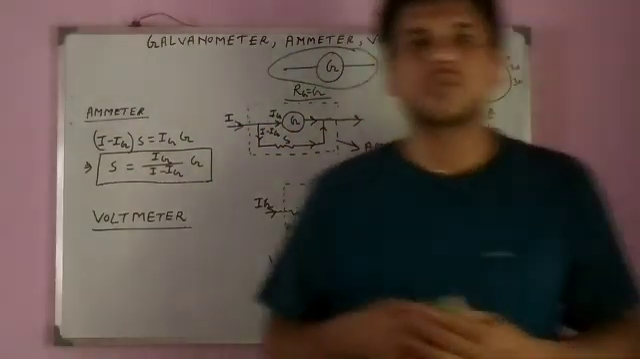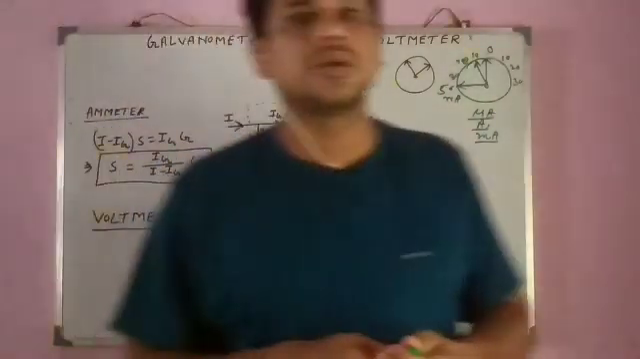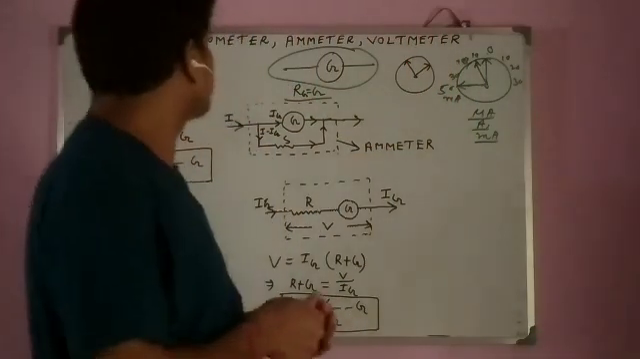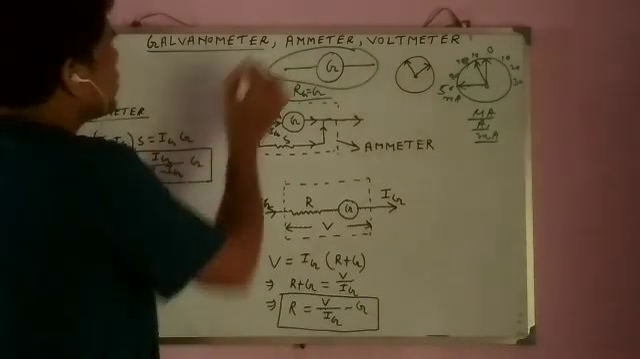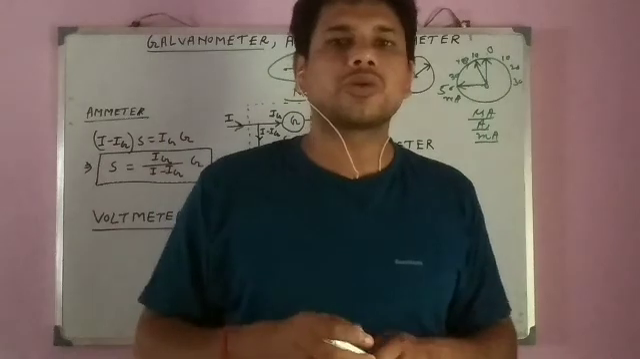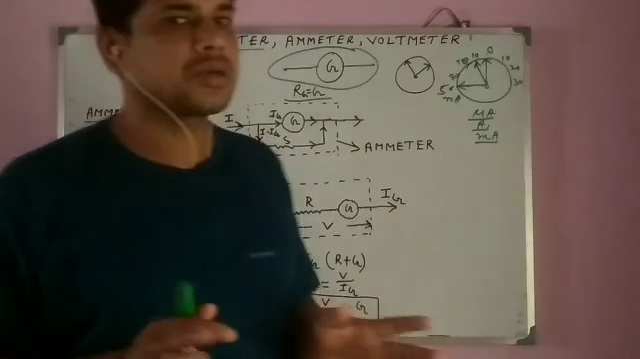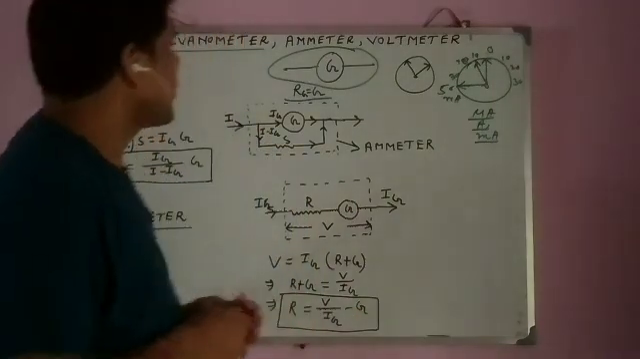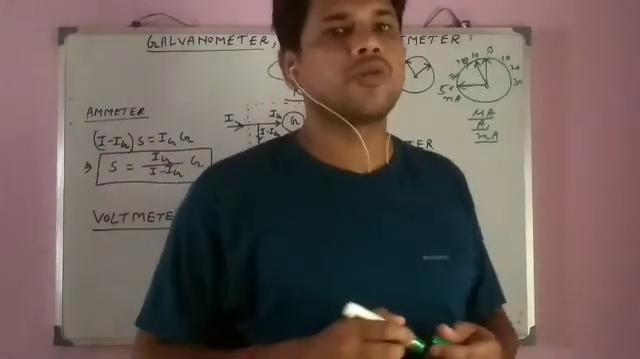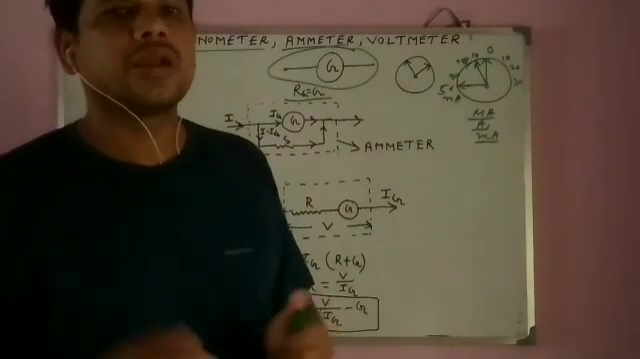Today I am going to discuss three instruments: galvanometer, ammeter and voltmeter. The construction and principle of the galvanometer were already discussed in the last lecture. The galvanometer is an instrument which consists of rectangular coils inside it, and it only detects current. It does not measure current, it detects only current. An ammeter is an instrument by which we can measure the current, and a voltmeter is the instrument by which we can measure the potential difference in a given circuit.